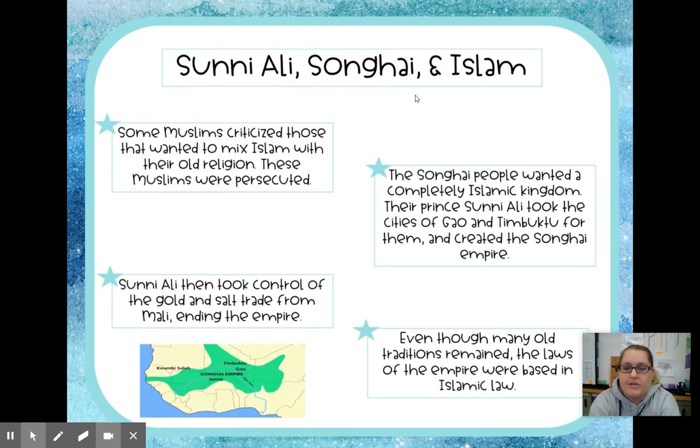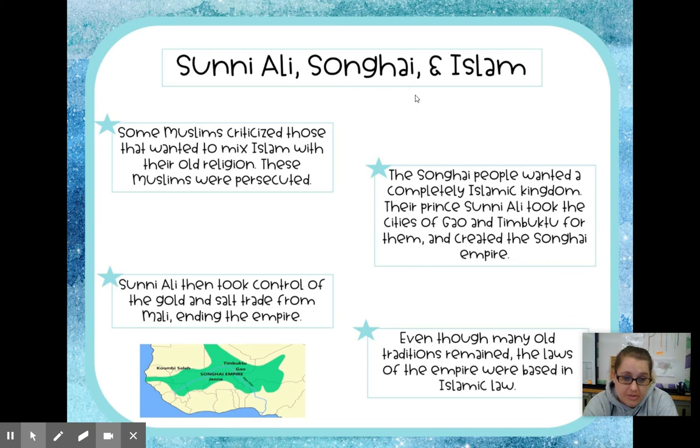Now let's get to our third empire, the Songhai. All right, so some Muslims criticized those that wanted to mix Islam with their old religion. So what started happening in the Kingdom of Mali is that you had people who wanted to be Muslim, but also wanted to believe in those spirits and traditions of the old religion. And there was a group of people who thought that that was blasphemous, that you should absolutely not mix these two different religions. And the Muslims who believed that they did want to mix these religions began to be persecuted. They were not really treated very well.